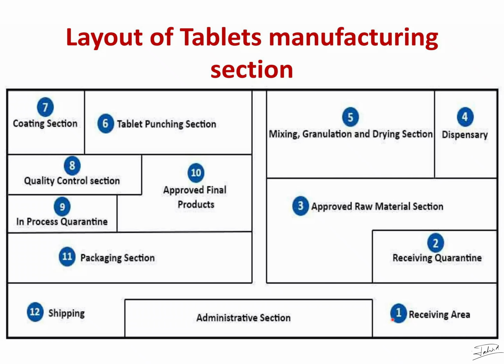You can see here the layout of tablet dosage form. This is the receiving area, receiving quarantine, approved raw material, then dispensing, then mixing, granulation, drying. Okay. After that, we perform the punching in the nearby room. After punching, we do the coating, then quality control, and again quarantine, then approval of the final product, then in the packaging section we do the shipping.